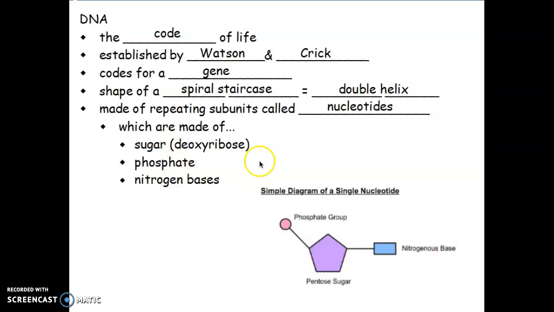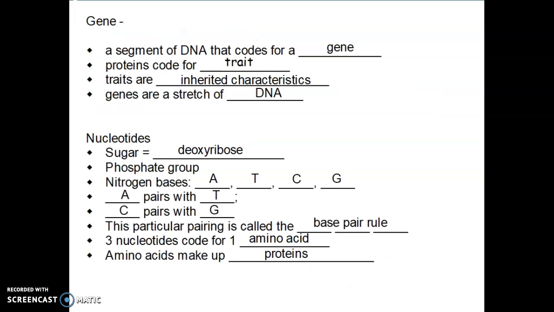And I have a picture of that one here, okay? Sugar, phosphate, nitrogen base. And remember, the nitrogen bases can be A's, T's, C's, or G's. So, it codes for inherited characteristics. Let's start down here. The sugar is deoxyribose. Phosphate group, nitrogen bases, A, T, C, G. A always pairs with T, C always pairs with G. Guys, there is no exception to that. So if you can memorize that, you'll be doing great. It's called the base pair rule, and that's all you need to know on this page for now.